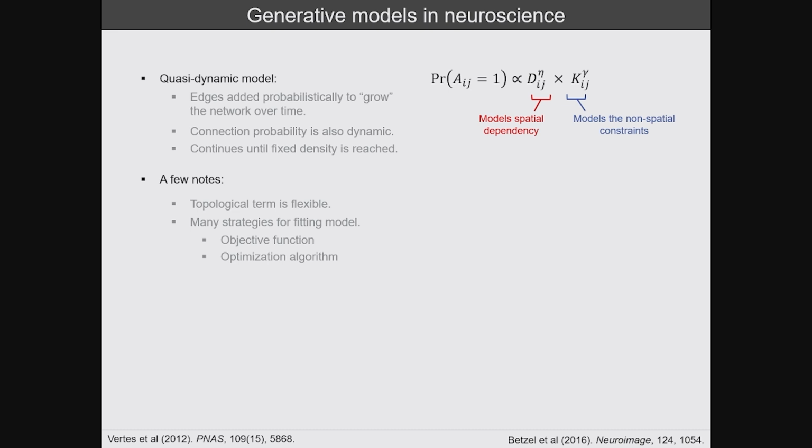There's other questions that come up, including the optimization algorithm. How do we choose our parameters? Because after all, there are two parameters, the eta, which controls the spatial dependency, and the gamma, which controls the topological term. One possibility is to do a grid search. So we simulate networks at different pairs of parameters. This can kind of be dissatisfying as well. This is a bit of a challenge.